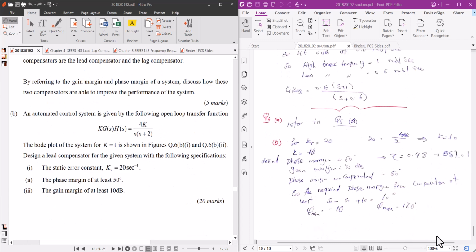Okay, an automated control system is given by the following open loop transfer function 4k over s into s plus 2. Again, it's a type 1 system. The Bode plot of the system for k equal to 1 is shown in the figure. Design a lead compensator for the given system with the following specifications. Since it's a type 1, it's Kv. Kv is 20 per second. So if it's 20, what will be the steady state error? It will be 1 over 20. So here you can see Kv is 20 and your steady state error, you can calculate the k from this. So this is 4k over s into s plus 2.